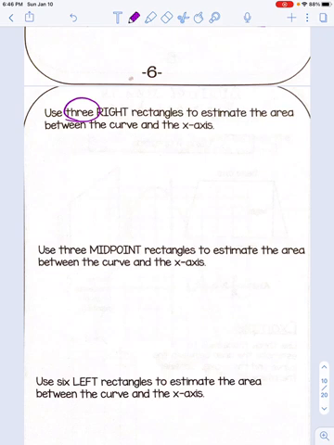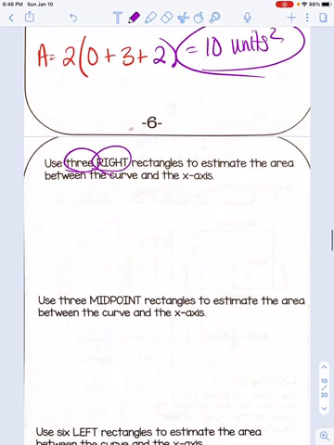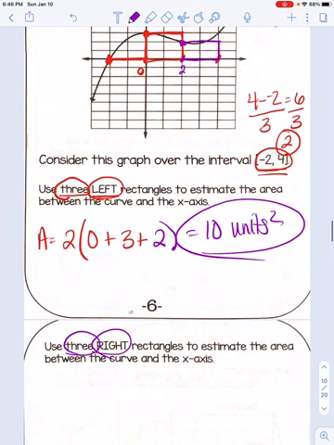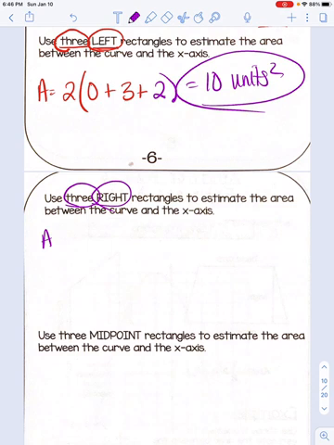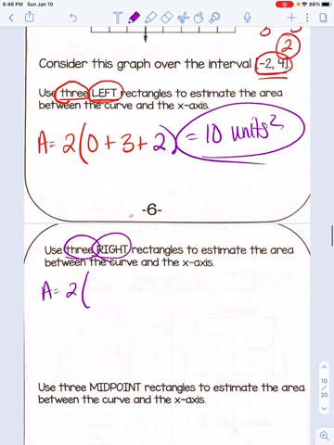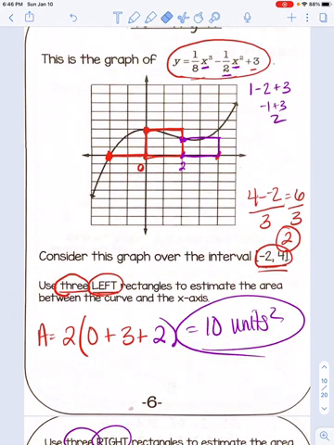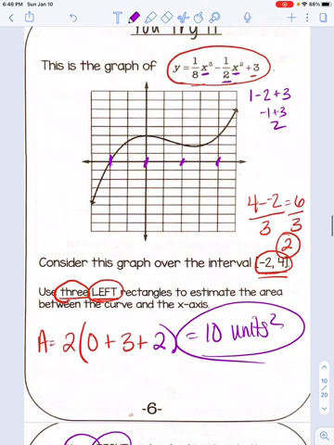All right. Then this one says use 3 right rectangles to estimate the area. All right. So if I want 3, then my width is still going to be a 2. Okay. Come in here and erase. I'm going from here to here to here to here. And I want right. So feel free to pause this and do it on your own.